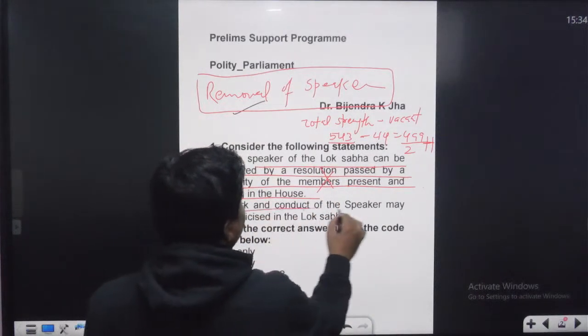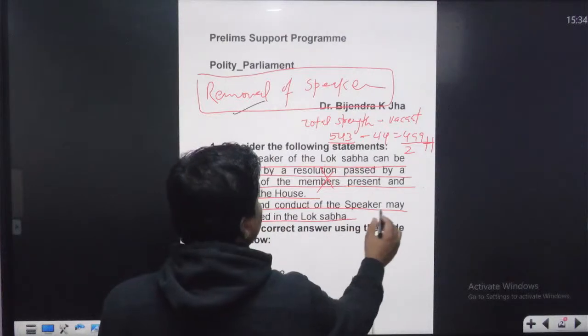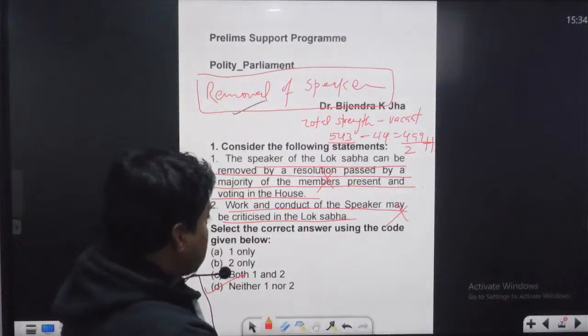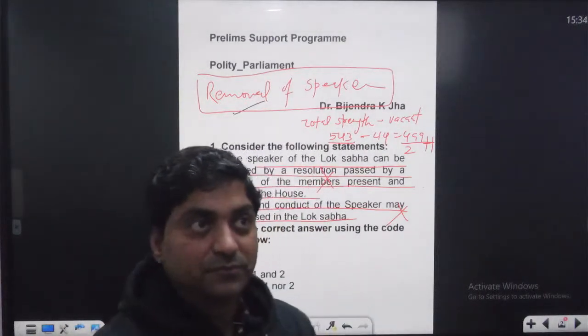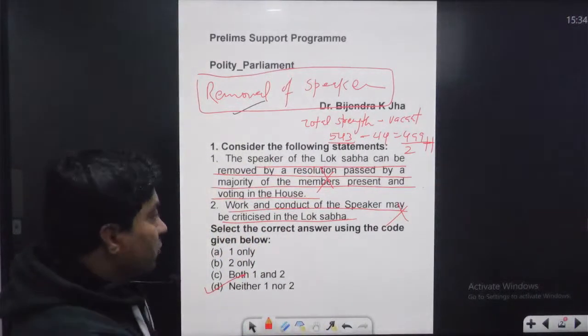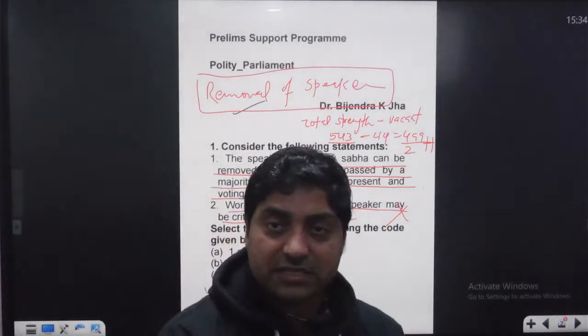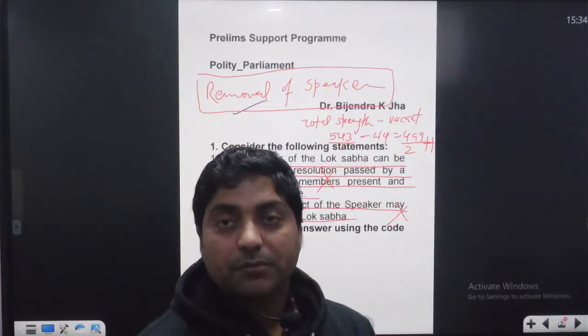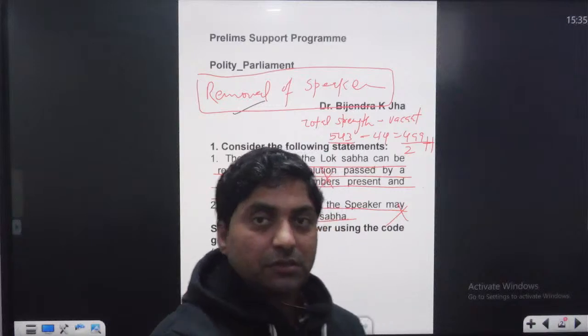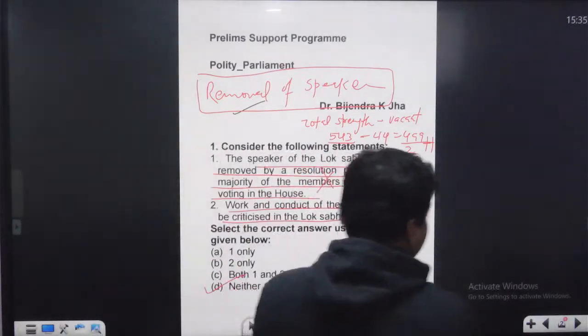Now the work and conduct of the Speaker may be discussed. So you look, both statements are not correct. Work and conduct of the Speaker cannot be criticized in the House because of this, and now let me move on.